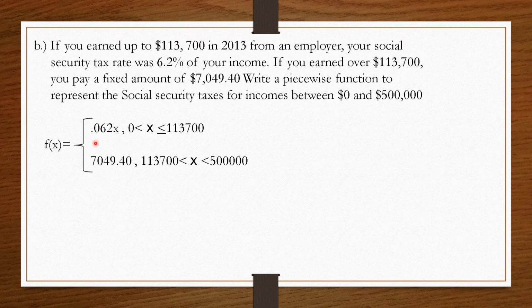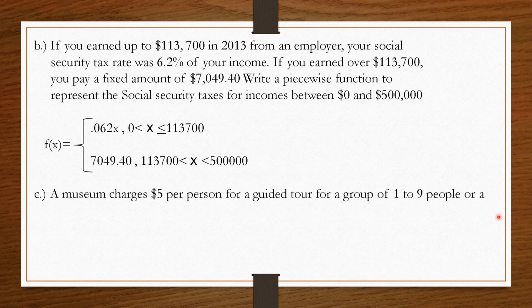How I got the 0.062 is from the 6.2%, just converted to a decimal. And x is your income. This is only applicable if your income is greater than 0 and less than or equal to $113,700. Then your tax will become $7,049.40 if your income is greater than $113,700 and less than or equal to $500,000.